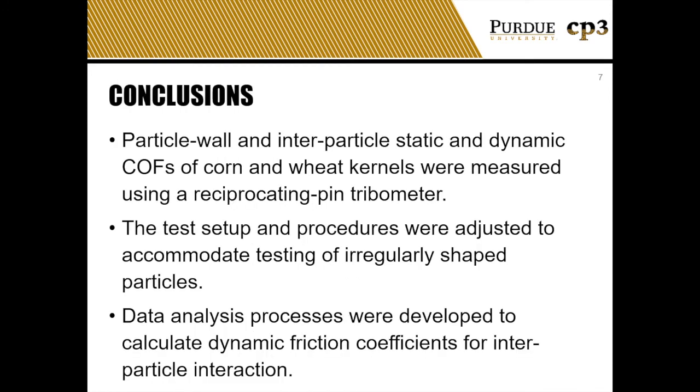In conclusion, particle wall and interparticle static and dynamic friction coefficients of corn and wheat kernels were measured using a reciprocating pin tribometer. The test setup and procedures were adjusted to accommodate tests of irregularly shaped green kernels. A force balance analysis was used to calculate the dynamic friction coefficients when the contact surfaces were not aligned with the moving direction of the bottom sample holder.